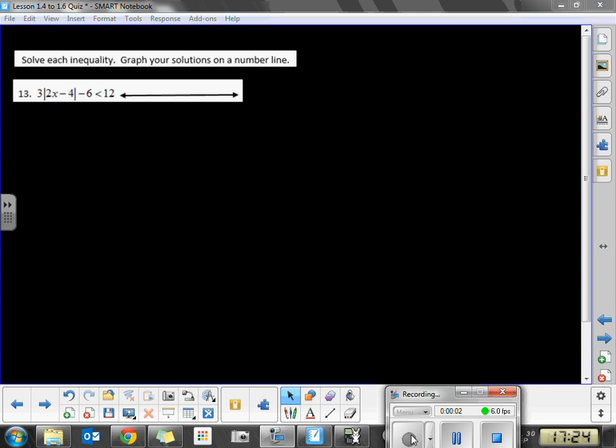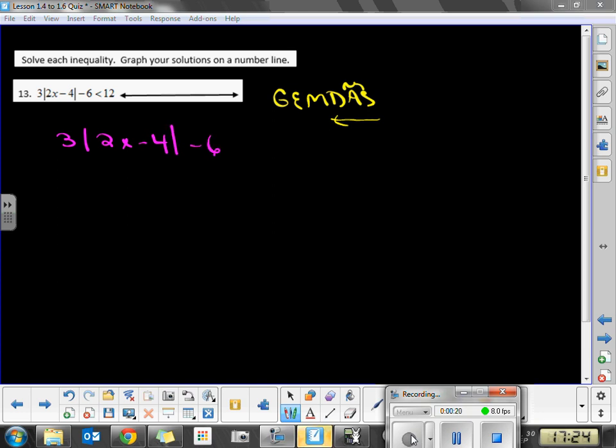Number 13 is an inequality that has an absolute value in it, so we want to make sure we apply our PEMDAS in reverse. I'd like to get rid of the addition and subtraction. Okay, I can do that. There's a subtraction that's being done. I'm going to rewrite it first. 2x minus 4 minus 6 is less than 12.